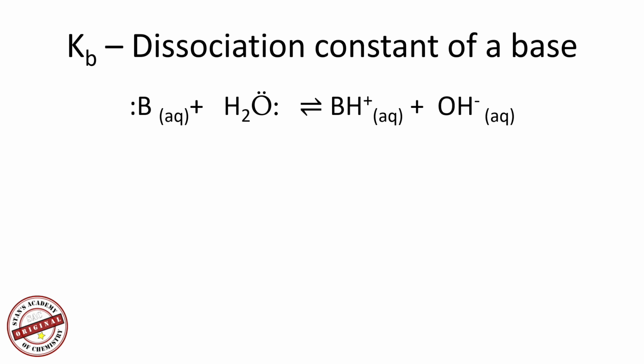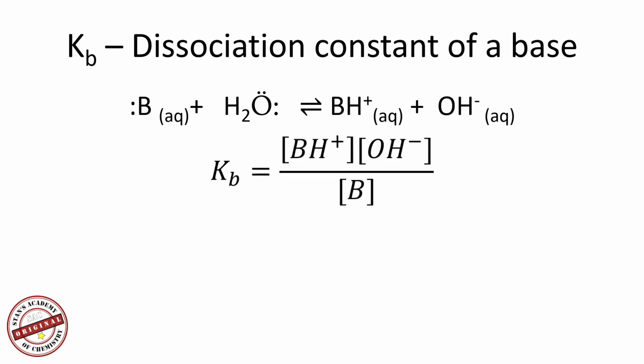Here, the base is represented by the letter B with a lone pair, just like ammonia, for instance, plus water, giving you BH positive, like the ammonium ion. So B has accepted a proton. The base has accepted a proton and changed into BH positive, which means the water has lost a proton and changed into OH minus. So water is the proton donor and the base is the proton acceptor. And we have the conjugate acid-base pairs over here.